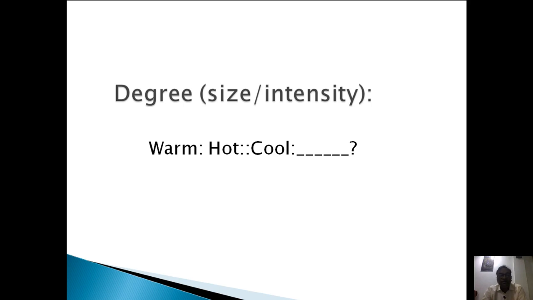Degree, size and intensity. This is a category of degree. An example we are going to discuss. Warm equal to hot, then cool equal to what? Let's check. It is fridge. Warm equal to hot, then cool equal to fridge. This is an example of degree, size and intensity.